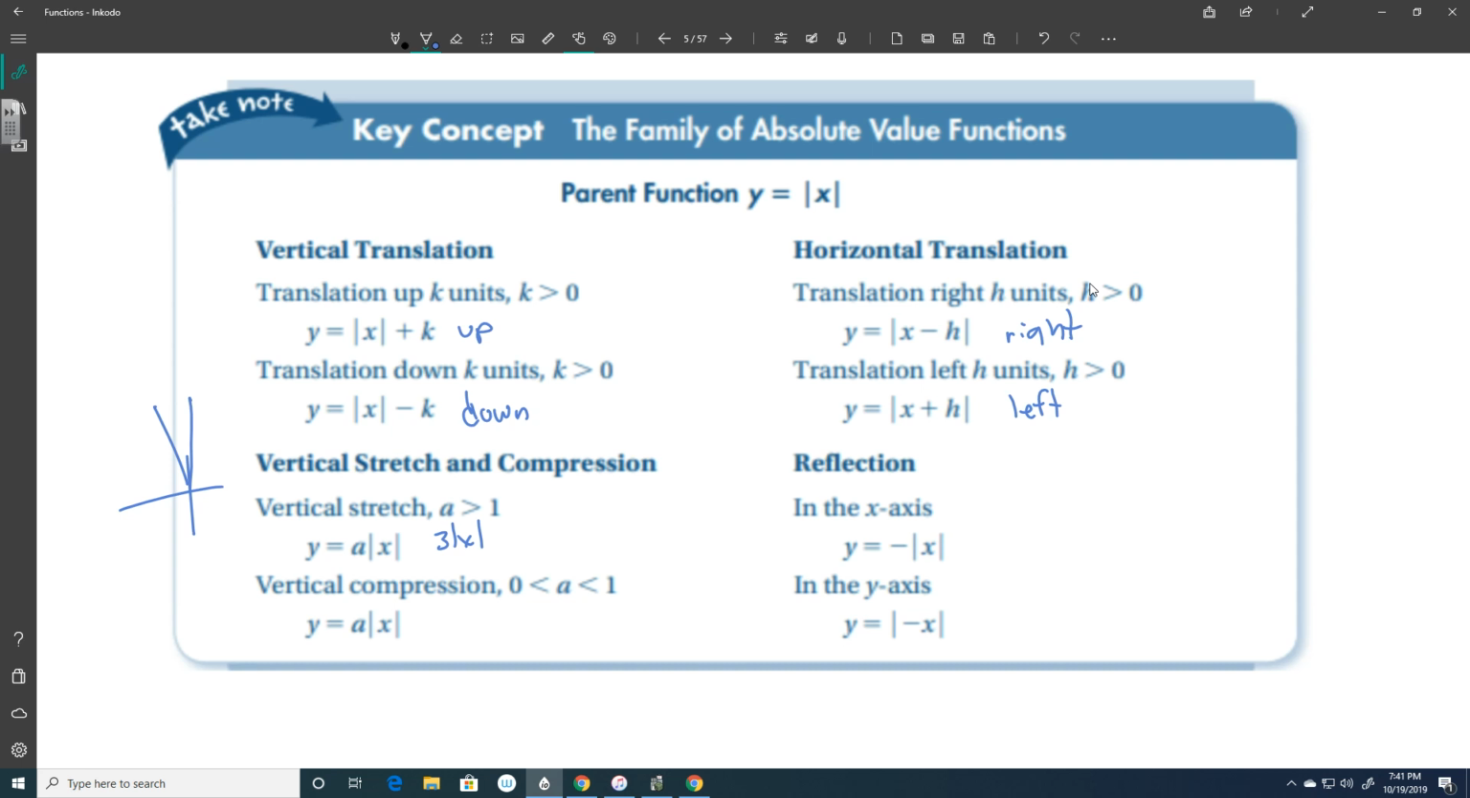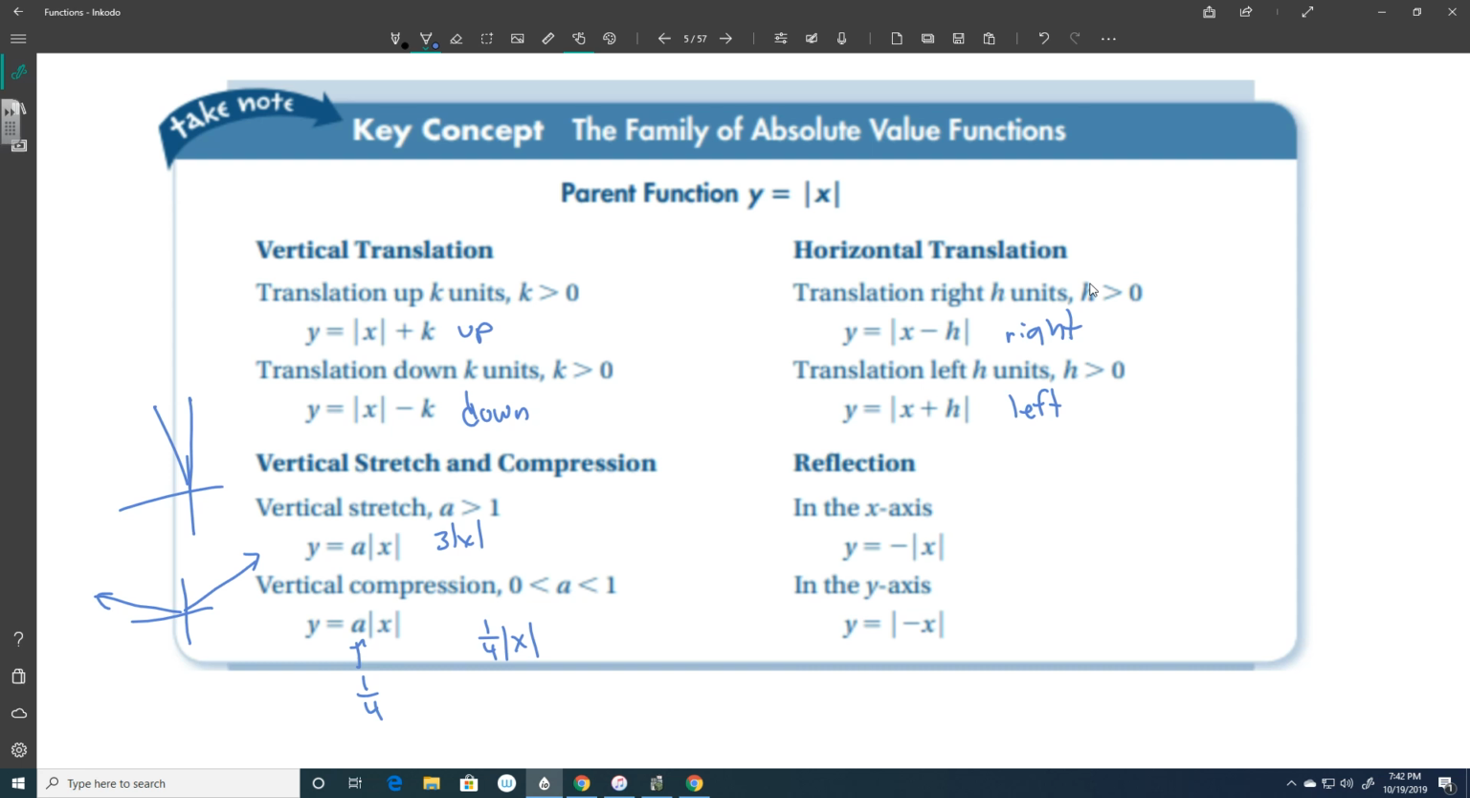And if I have a number in front that's a fraction, like 1/4, if I had something like 1/4 absolute value x, we call that a compression, because that actually takes our graph and makes it short and squatty. Okay, it compresses it, it makes it shorter and wider, shorter and fatter.